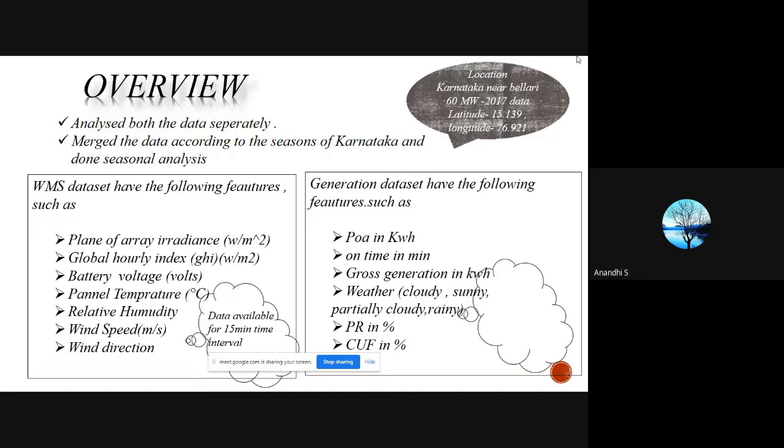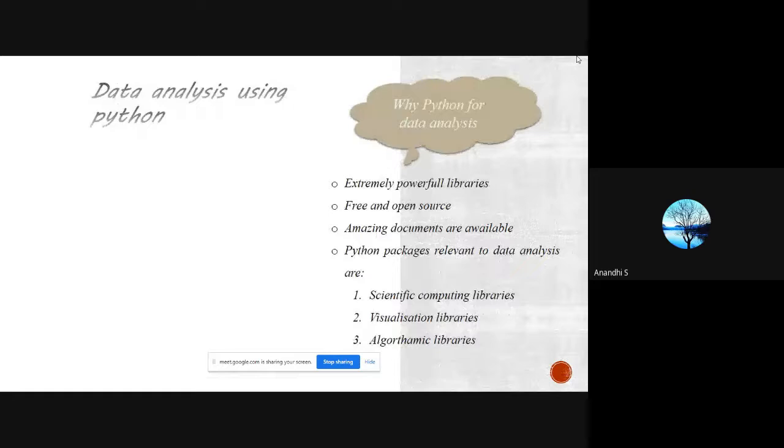So this data is available for each single day, for the complete year 2017. So I have analyzed it.